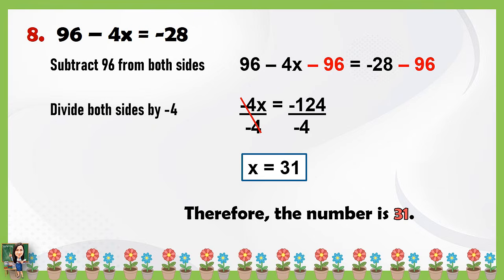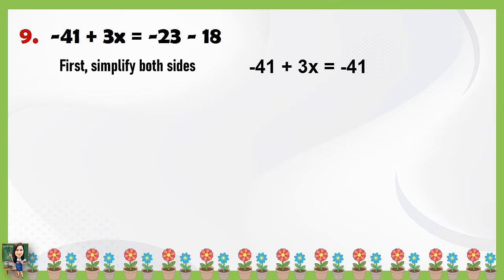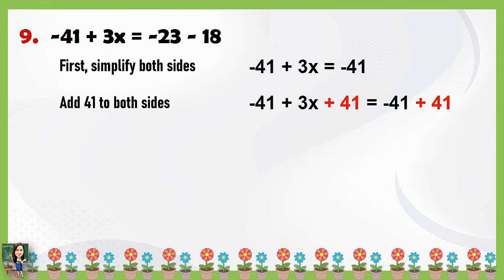Therefore, the number is 31. Number 9. Negative 41 plus 3x equals negative 23 minus 18. First, simplify both sides. Negative 41 plus 3x equals negative 41. Then, add 41 to both sides. Negative 41 plus 3x plus 41 equals negative 41 plus 41.